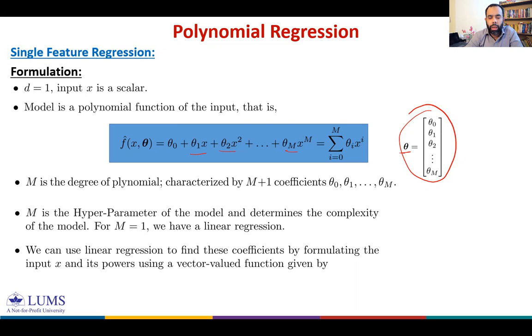To do this, I'm going to define this function g of x. It's a vector valued function that takes input x, which is a scalar, and it gives you a vector. So it's a mapping from R to R to the power M plus 1. And this is given by 1, x, x squared, x cubed, x to the 4, and so on and so forth, x raised to the power m. So it's a vector valued function.